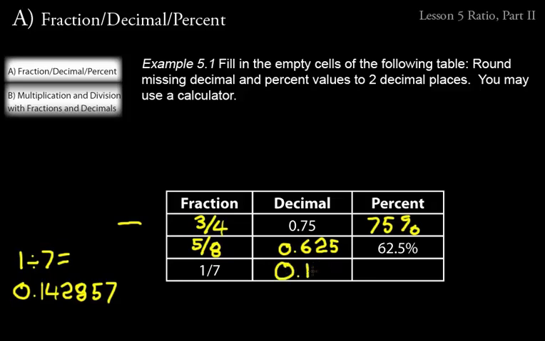0.14 would be rounded to 2 decimal places. That's 14 hundredths. So the percent would just be 14.2857, or we'll round that to 2 decimal places as well. 14.29%.